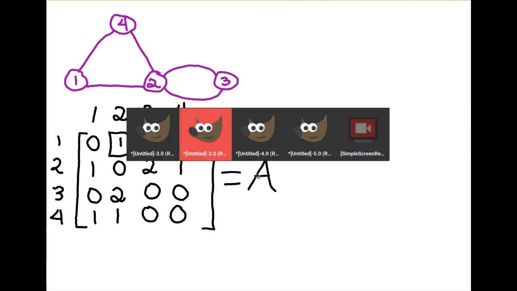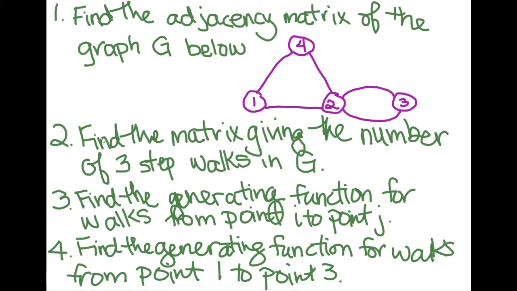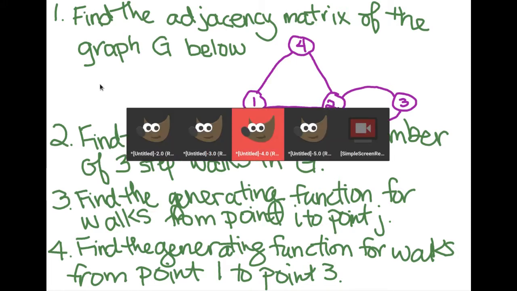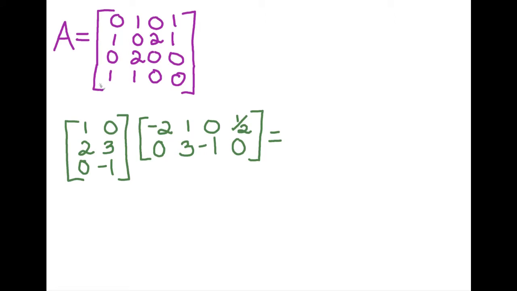Now we might want to look at number 2, which asks for the matrix giving the number of 3-step walks in G. Now that's some more technical terms, but it's really not that much more complicated. Here I've copied down the adjacency matrix A again, and this tells you the number of direct connections, or one-step connections, from one circle to another circle.